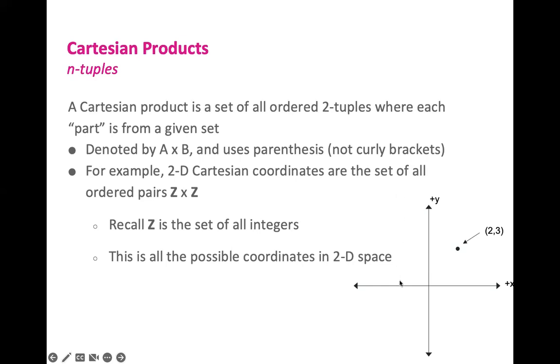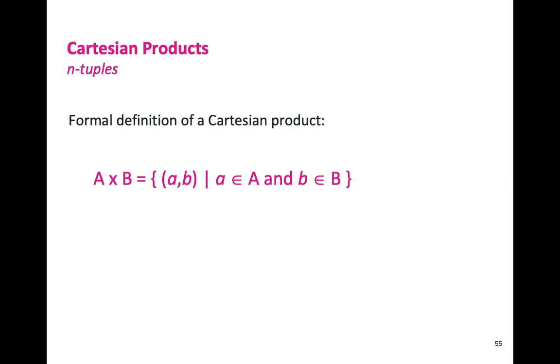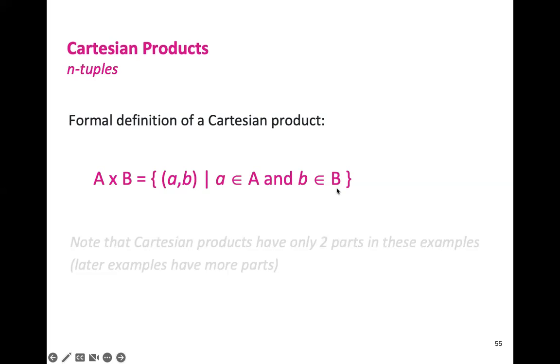So again, the 2D Cartesian coordinates are the set of all ordered pairs Z times Z, where Z is the set of all the integers. So here's the formal definition of our Cartesian product. Suppose we have A times B, we have a pair (a, b) enclosed in parentheses such that a is a member of set A, and b is a member of B on the other hand.